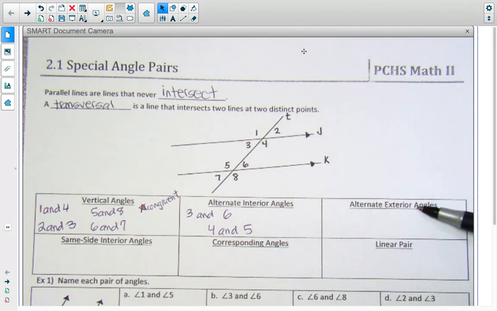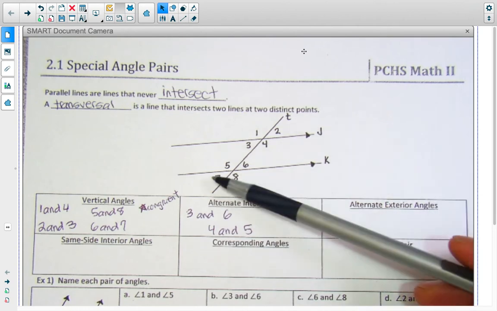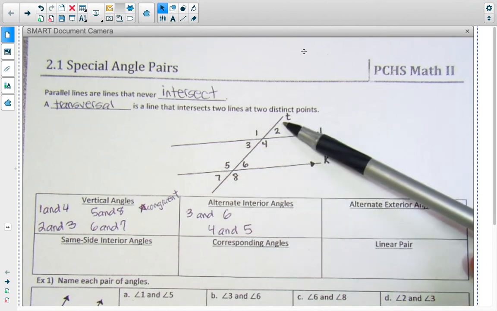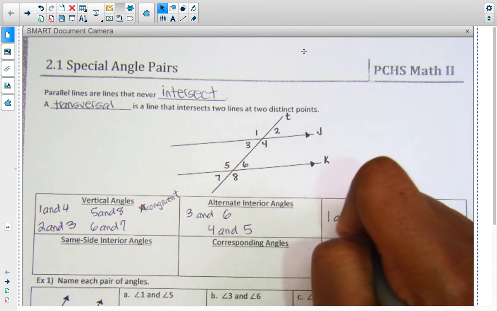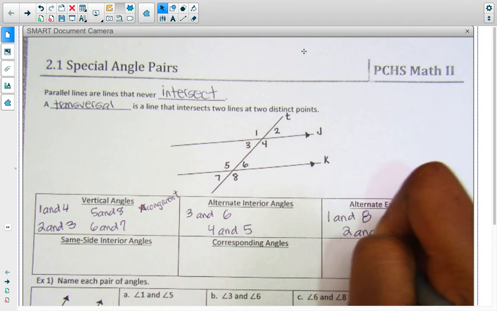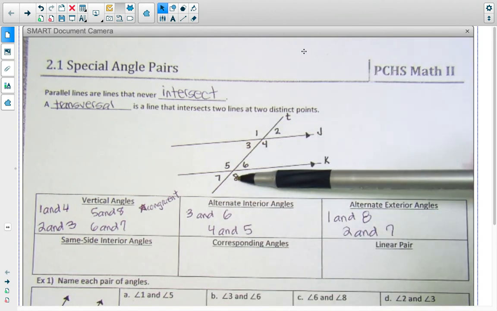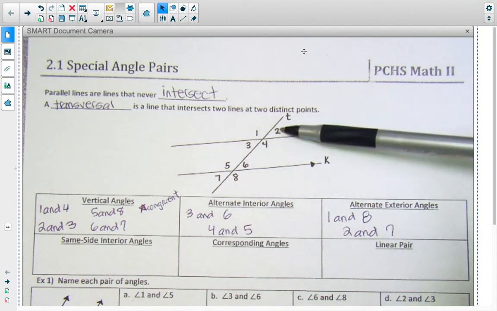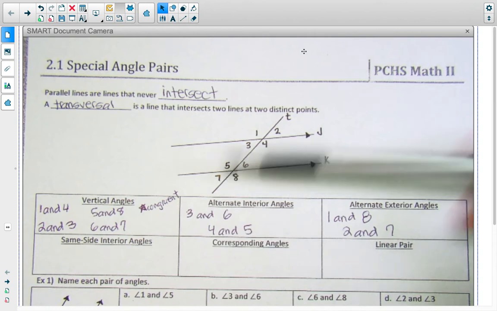Alternate exterior angles: your outside exterior angles are 1, 2, 7, and 8. Alternate means one has to be on the left side and one has to be on the right side. So our alternate exterior angles are 1 and 8, and 2 and 7. 1 and 8 are alternate exterior angles. 2 and 7 are alternate exterior angles.